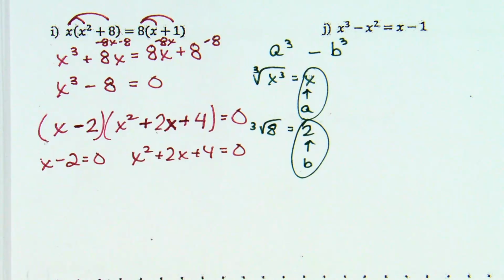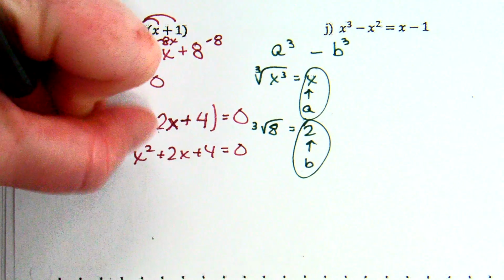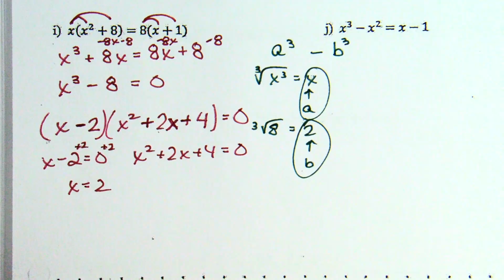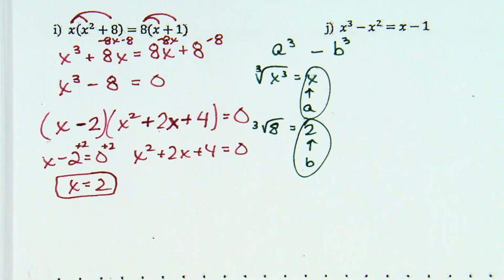You want to get the easy one out of the way? If it's x minus 2, you add 2. We just found an answer to be x equals 2. That's one answer. That's the answer we had before we did any of this crazy factoring, right?